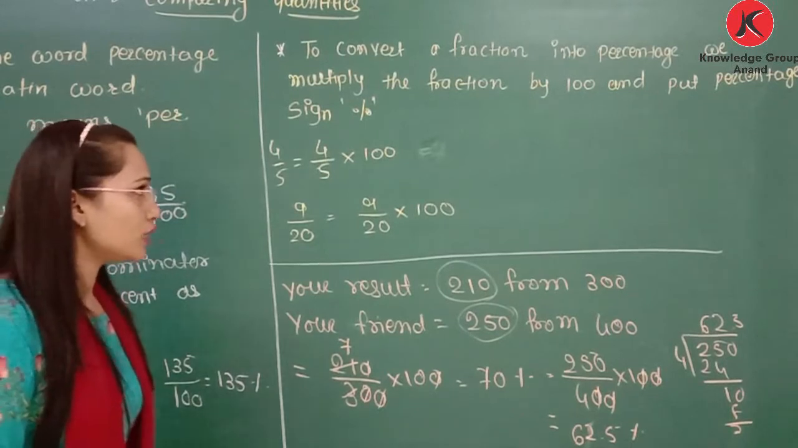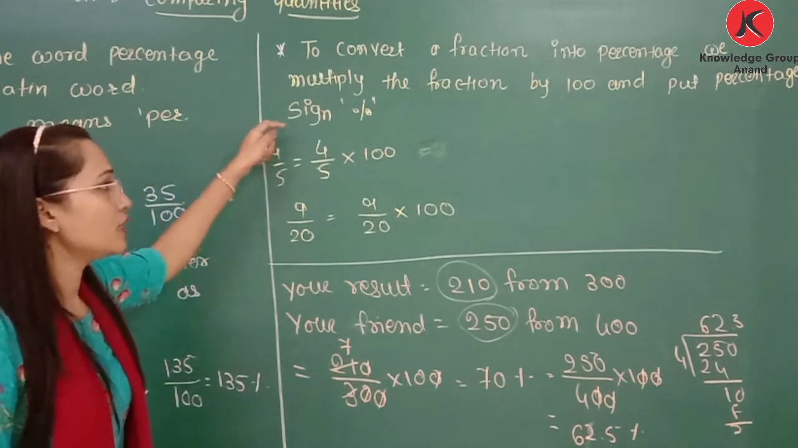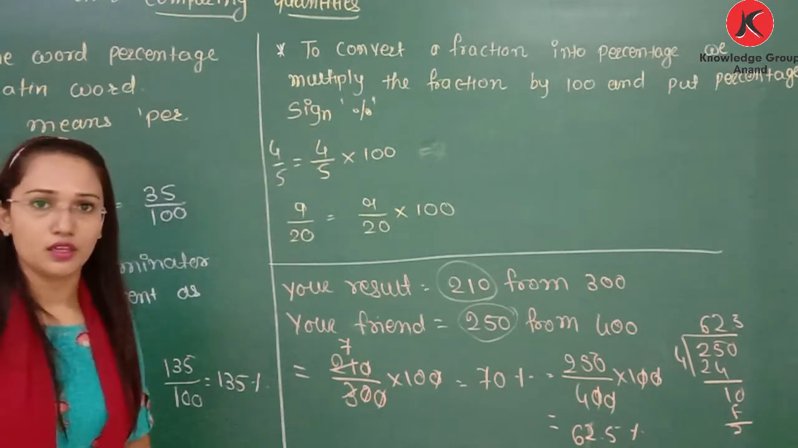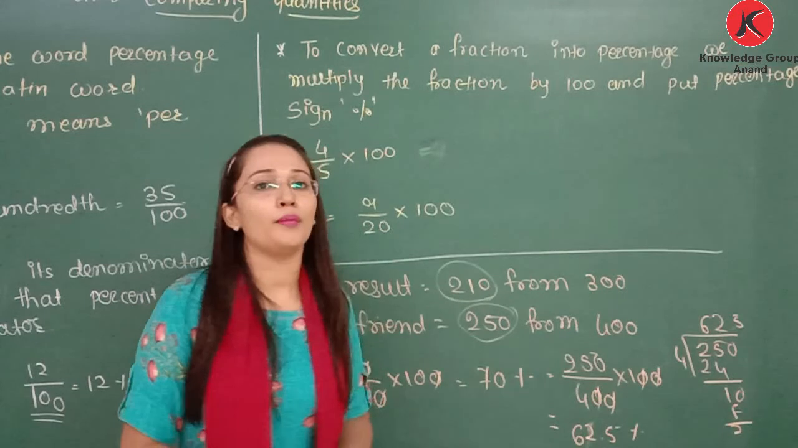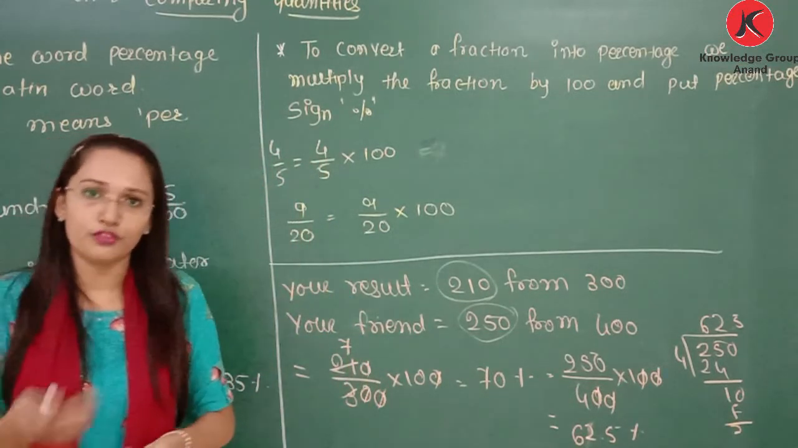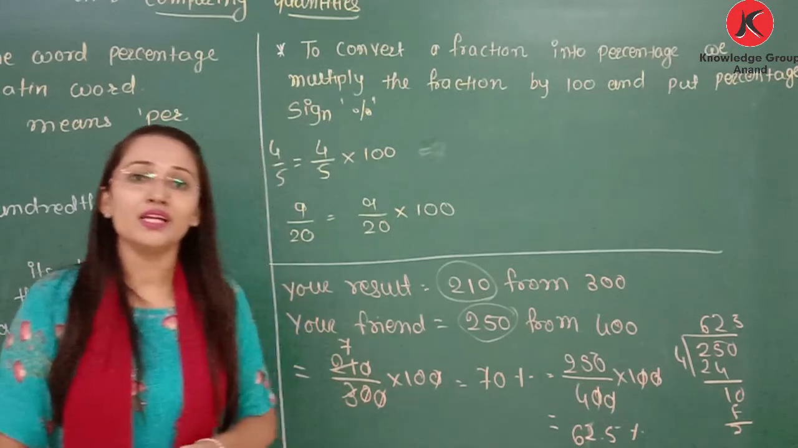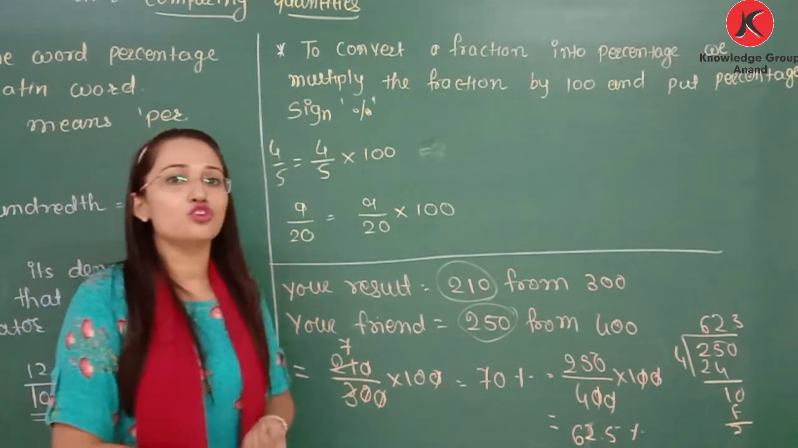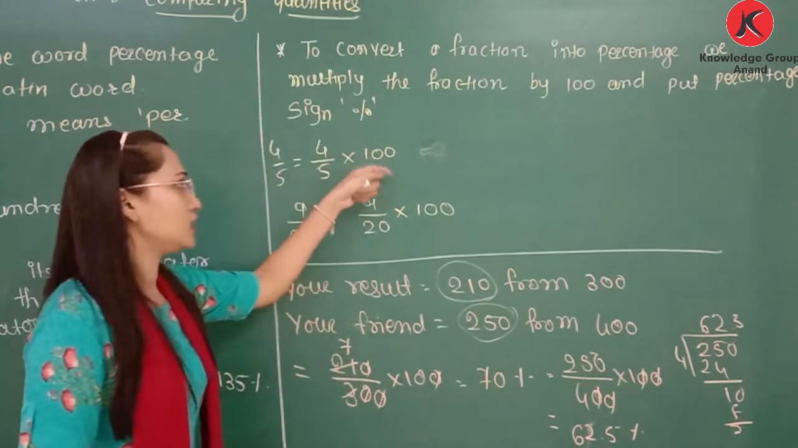Now, to convert a fraction into a percentage, we multiply the fraction by 100 and put the percentage sign. We learned that if the denominator is 100, then the percentage is the numerator. But some fractions do not have the denominator 100. So for that we write it as a multiplication.